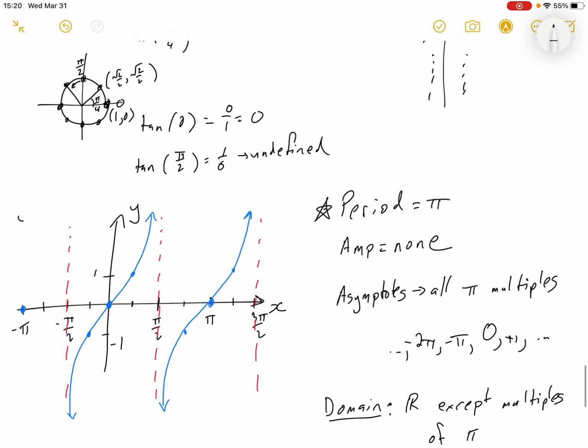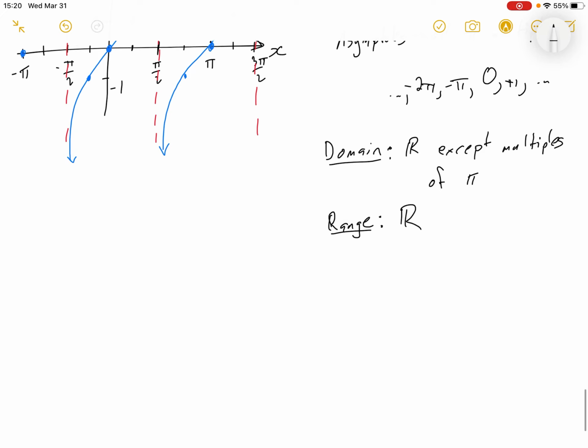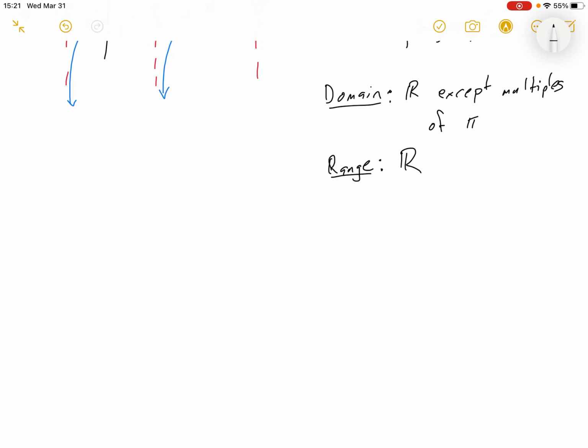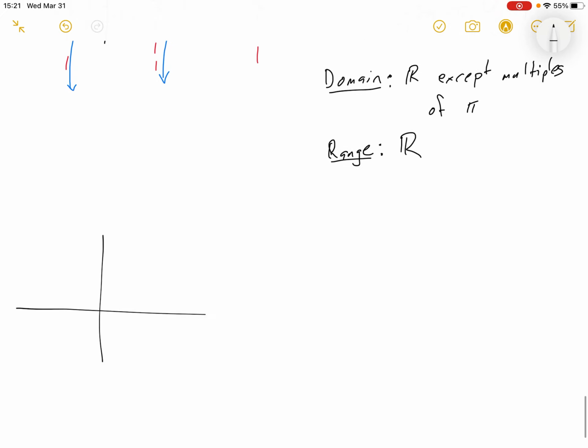Now this was a graph of tangent. Let's go ahead and graph cotangent now. With cotangent, everything sort of gets shifted over. So rather than the asymptotes being at all the pi's, if you were to create that table of values again, you would find that the asymptotes are at the pi over 2's. So we'll go ahead and use pi over 2 again.